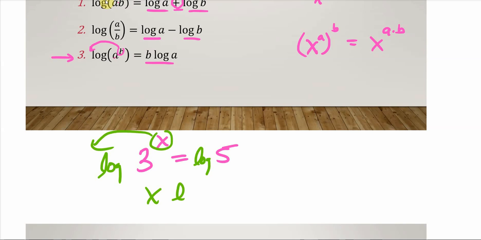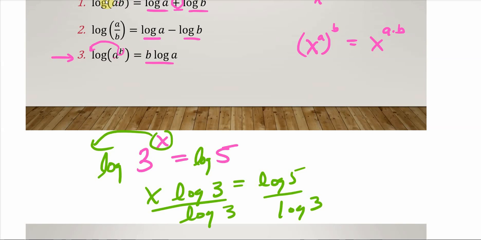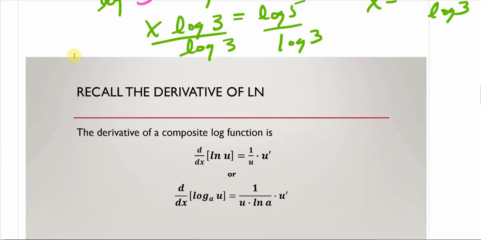So I'm going to have x log of 3 equal to log of 5. Now I divide both sides by log of 3, and guess what? I just figured out what x is. x is going to be the log of 5 divided by the log of 3. And that's what I love about these properties. It's like, oh my gosh.